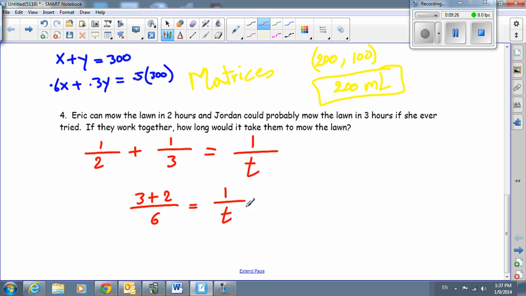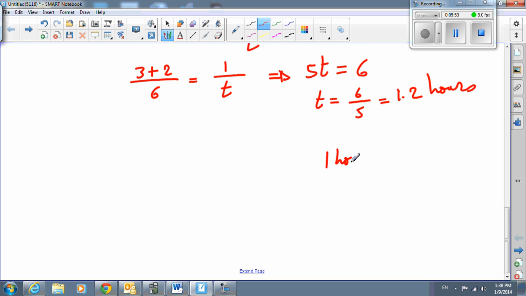So that's 5 here. If you cross multiply, you get 5t, or 5x, is equal to 6. So t is equal to 6 over 5, which is 1.2. So the total time for both will be 1.2 hours. And 1.2 hours is actually 1 hour and 0.2 of an hour. You do 0.2 times 60, you should get 12 minutes.